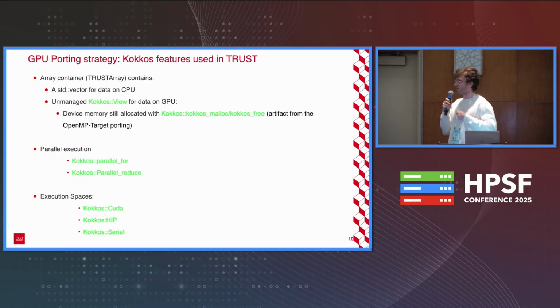So device memory is still allocated and destroyed with Kokkos malloc and Kokkos free, but that's an artifact from the OpenMP target era of the code, because when you do OpenMP target, you have to manually allocate and deallocate. So that's an artifact that we will get rid of, and eventually we'll use fully managed views. We use Kokkos parallel_for and parallel_reduce throughout our simulation, and we run on several execution spaces, so CUDA and HIP for our GPU application, and Serial for our CPU applications.